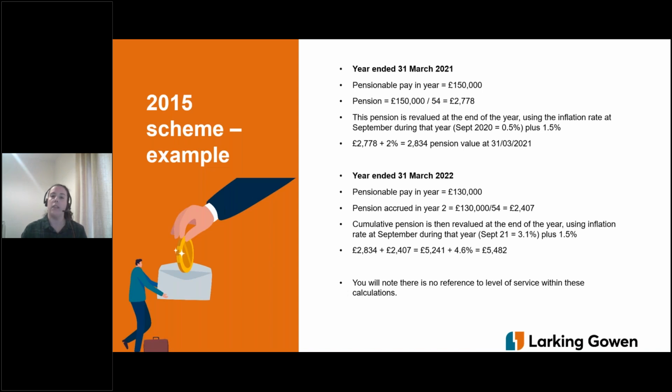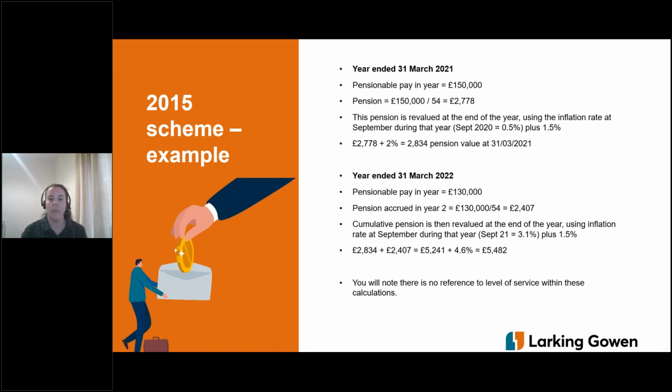Now in March 2021, that pot is revalued in the year. So we take the September 2020, because that's the year that we're looking at, 2020-21. 0.5% was inflation at that point, add on 1.5%. So the 2,778 gets a 2% uplift. So at the end of the year, we have 2,834. So there are slight tweaks into how, or when, that inflation rate is applied.